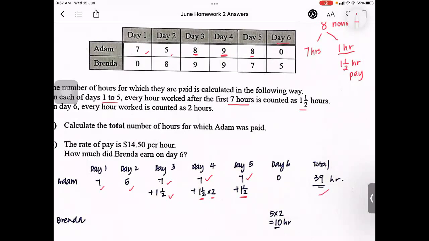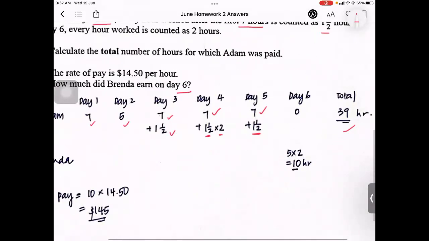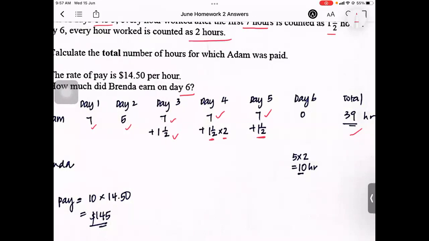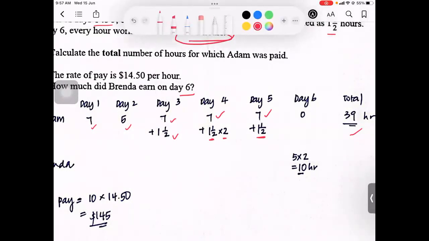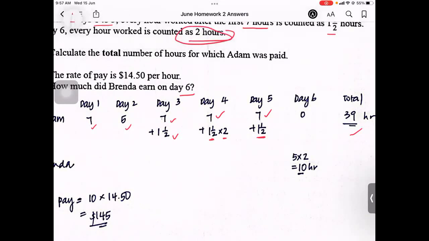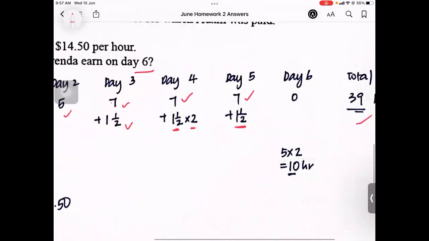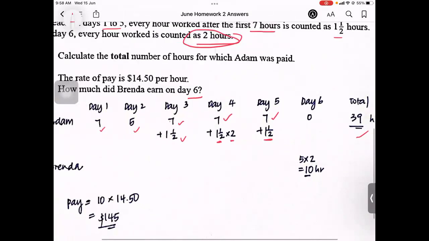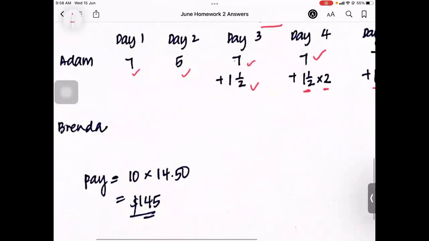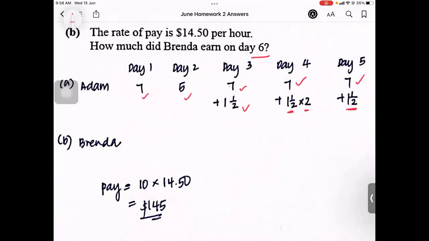Next one, the rate of pay is $14.50 per hour. How much did Brenda earn on day 6? Just day 6 itself. So Brenda has 5 hours. Each one is counted as 2 hours, so the hourly rate is times 2. So 5 times 2, straight away 10 hours, and 10 hours get paid. 1 hour is $14.50. So we get our answer 145.